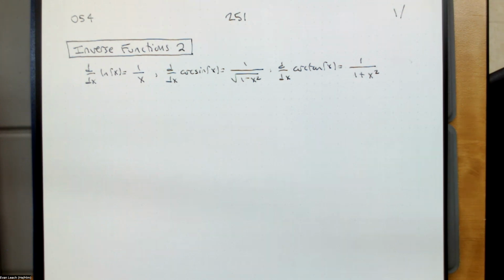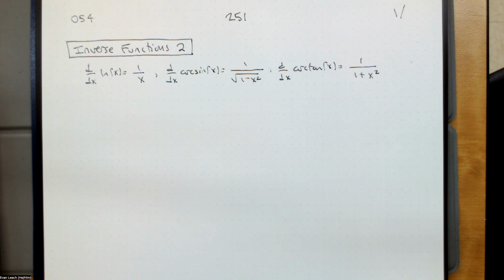If you recall, yesterday we learned these three new basic derivatives. The derivative of natural log of x is 1 over x. The derivative of arc sine x is 1 over the square root of 1 minus x squared. And the derivative of arc tangent of x is 1 over 1 plus x squared.